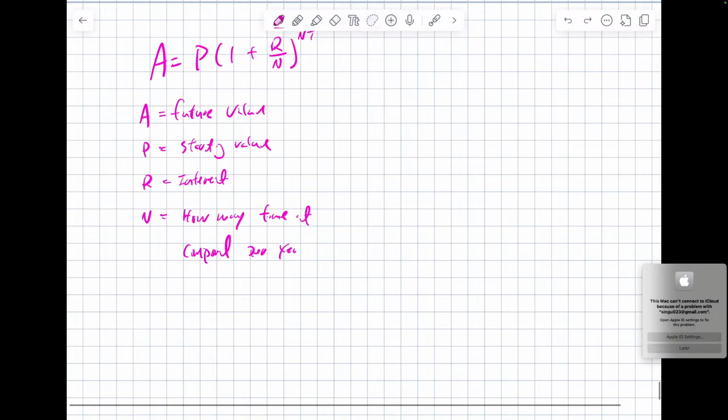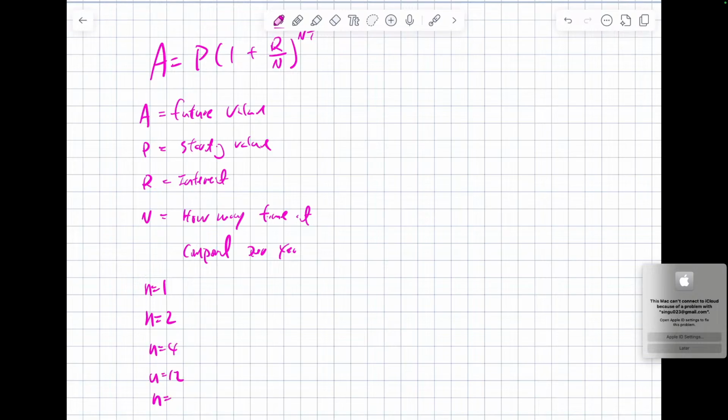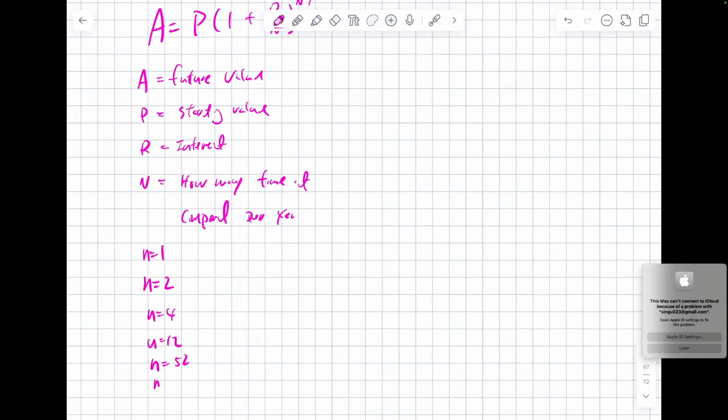So N could be a multiple. N equals 1, N equals 2, N equals 4, N equals 12, N equals 52, and then N equals 365, sorry, 365. This is annual. This is semi-annual. This is quarterly. This is monthly. This is weekly. And this is daily. Okay? So you have multiple different kinds of compounding.